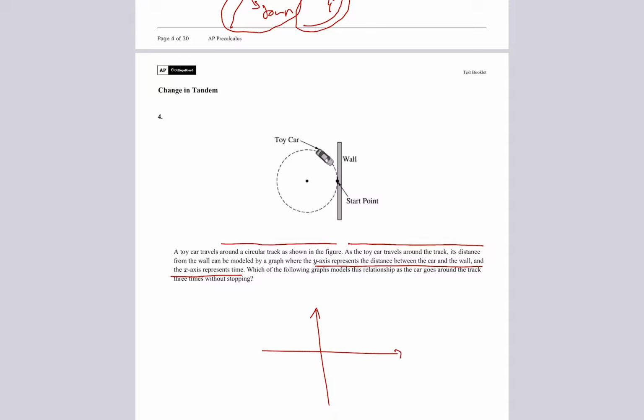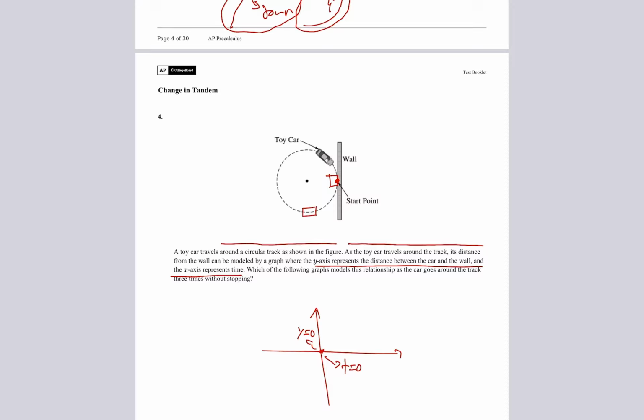So let's have a look. And before we graph this, let's have a look at the starting point. So this is where the car starts, which means it's touching the wall, which also means that there's a distance of 0 between the car and the wall, right? That's the starting point, so there is no distance between the wall and the toy car. And time in this case also equals 0, and y equals 0, so this is our starting point.